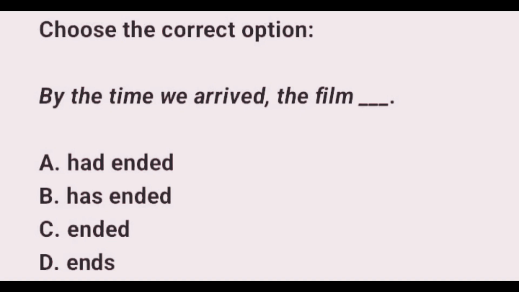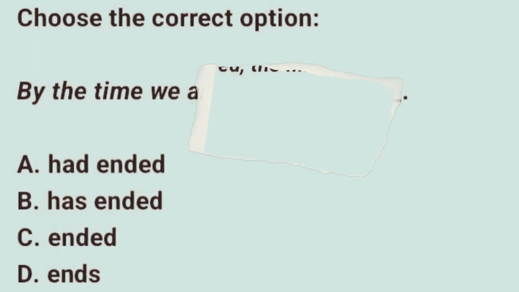The structure is very simple. By the time is a past event. Another event has already happened. That actually calls for the past perfect tense. So the correct statement here is, by the time we arrived, the film had ended. Options B, C, and D are wrong. Option B is the present perfect and is not suitable. Option C is the simple past and it suggests the same time, but is wrong. Option D is the present tense. It is also wrong. So the correct option there is option A.